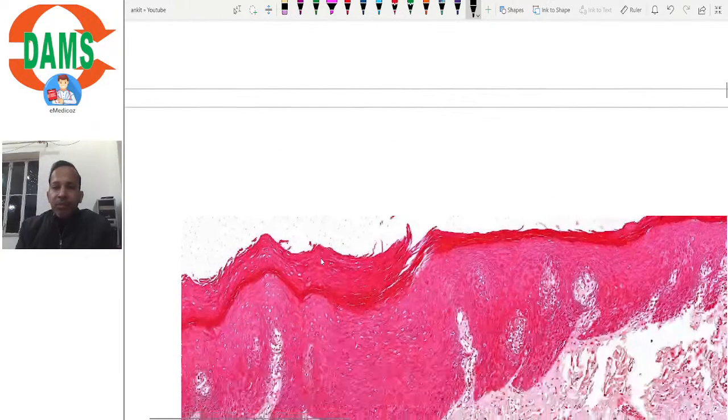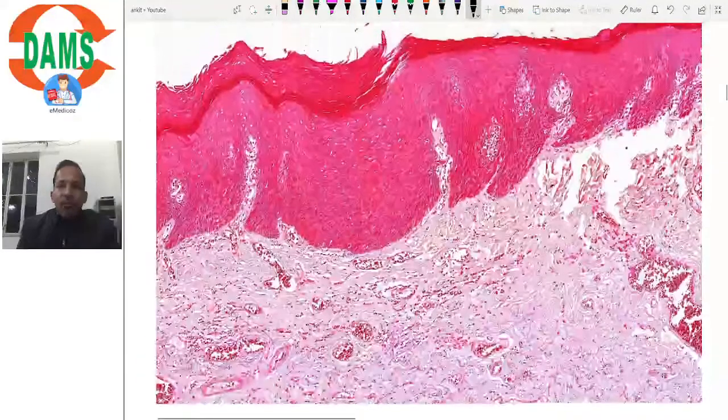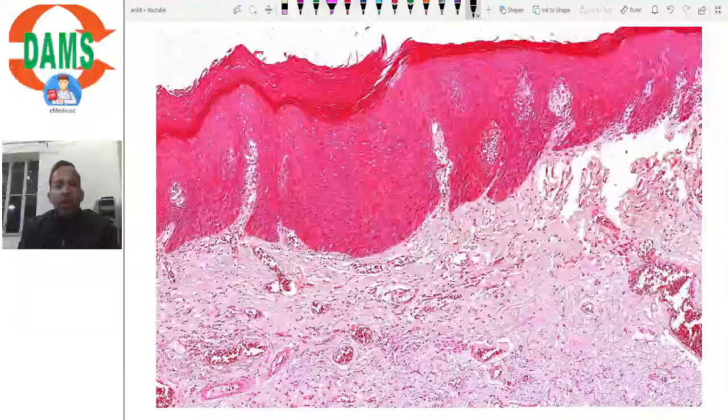So let's go to the next tissue. This is a special stain, right? This is a special stain.